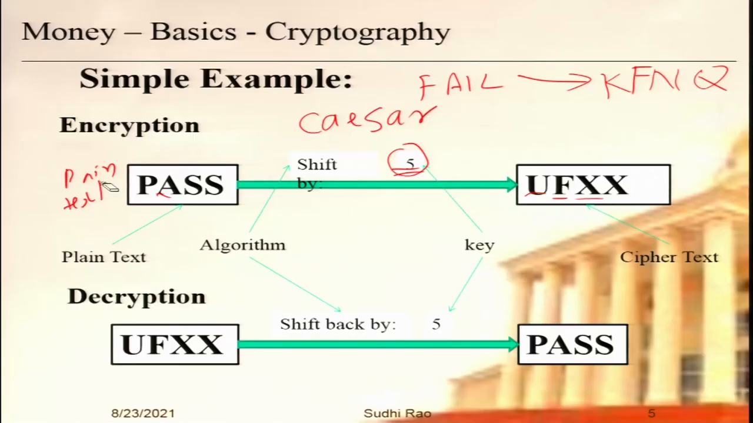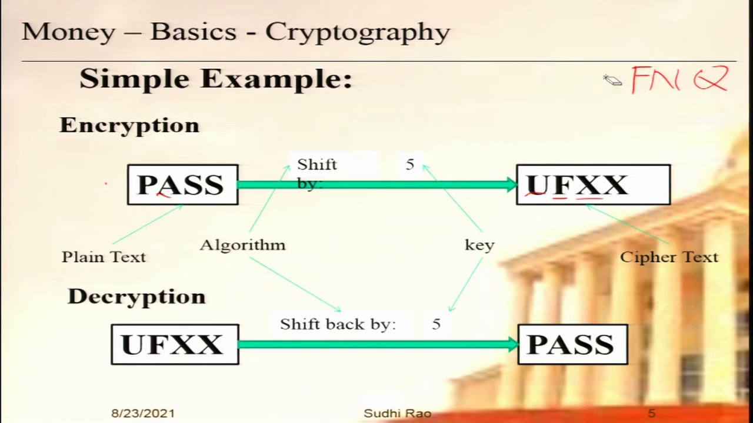We take recourse to algorithms like this. So the key is to keep the key secret. So long as the key is secret, even if you know what the algorithm is, even if you know what the language is, you will not be able to break the encryption. So the strength of the algorithm depends on the strength of the key and keeping the key secret. This is a very simple example, but it encapsulates all the basic concepts of encryption and decryption.